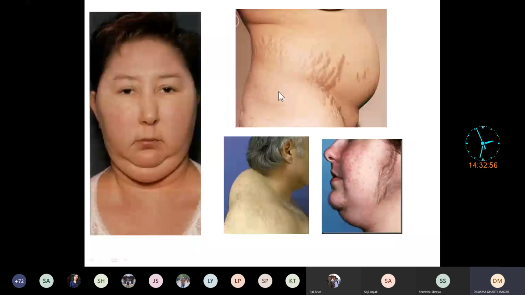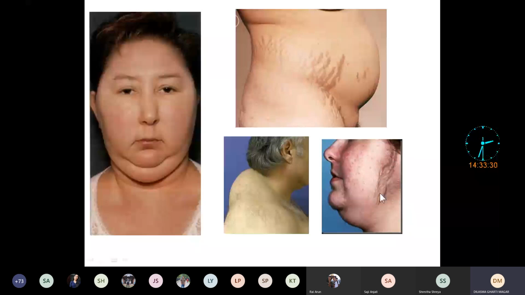So just below that, in the middle picture, you can see this is the buffalo hump. So there is increased deposition of fat in the back. So this is known as the buffalo. A buffalo has a very strong back, isn't it? So similar to that one. So buffalo hump it is known as. So here, the female has got acne or some pimples you can see in the face. And she has also got more hair, isn't it? So hirsutism. So more hair is there.